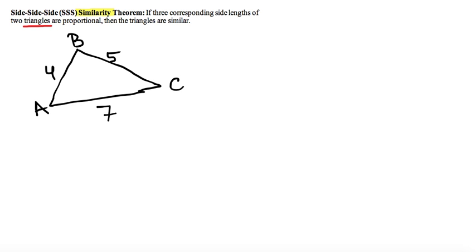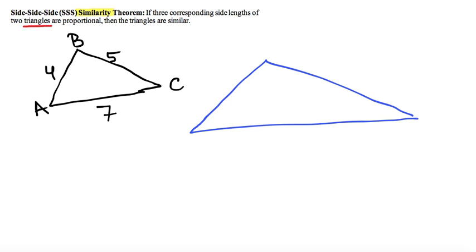And then I have another shape. Let's say that it's a little bit bigger than this one. It looks something like this, and we'll call this X, Y, and Z. And these lengths are, I don't know, 12, 15, and 21. So what this theorem says is that if all three of these sides are proportional, then the two figures must be similar to each other.